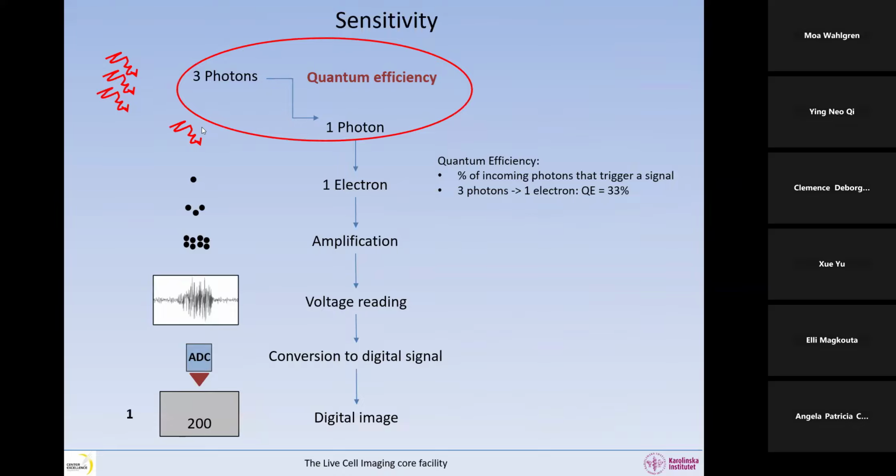So what about the sensitivity? We have 3 photons, we detect only 1 photon. Why? Because we have a certain quantum efficiency. So the ratio, the percentage of incoming photons that trigger a signal is called the quantum efficiency of the sensor. So if we have 3 incoming photons and we only produce 1 electron, so we only detect 1 photon and we transform it into 1 electron, we get a quantum efficiency of 33%.